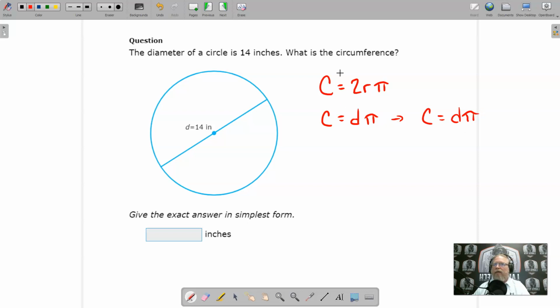And now they want to know what is their circumference. So C equals, what is the diameter? 14, bring down pi, and wait a second, is that the answer? Indeed it is. There's no calculation to do. It's just going to be 14 pi. Remember, down here is that button for pi. Just click that button to insert the pi symbol in.